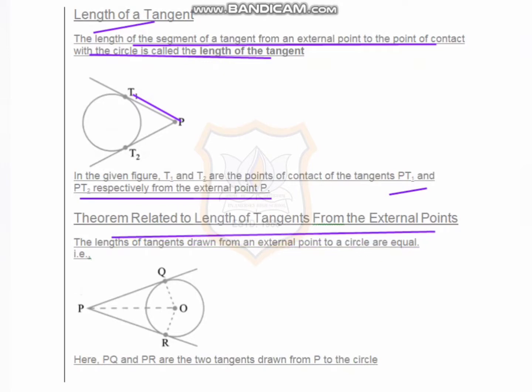The theorem related to the length of a tangent is: the lengths of tangents drawn from an external point of a circle are always equal. So in this figure, the lengths of PQ and PR are the same because PQ and PR are both tangents of the circle. P is the point which is away from the circle, and we have drawn two tangents. First is tangent PQ, another is tangent PR. So the value of PQ equals PR.